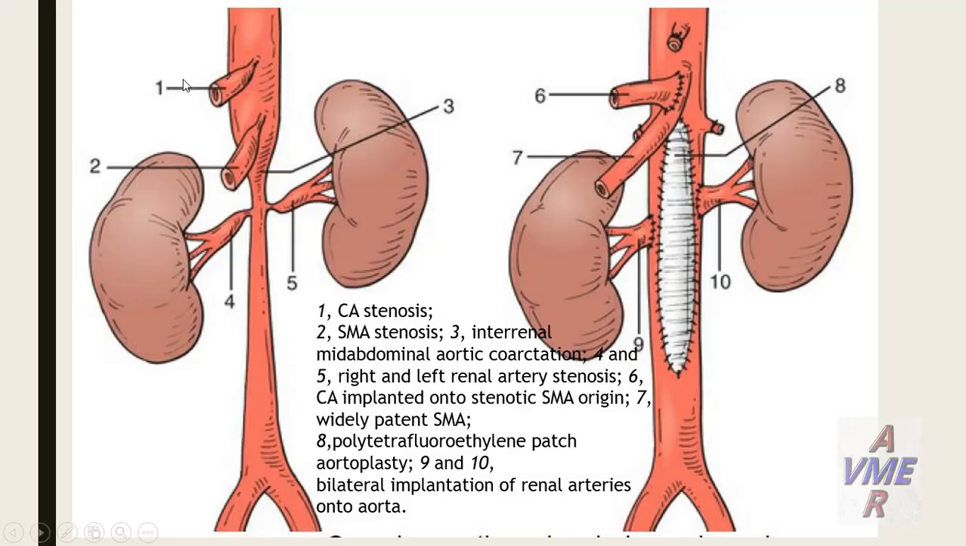Again, number 1 for the celiac trunk stenosis, number 2 for the superior mesenteric artery stenosis. We have intrarenal mid-abdominal aortic coarctation. We have right and left renal artery stenosis. We have number 6, the celiac trunk implanted into the stenotic superior mesenteric artery origin. Number 7, widely patent superior mesenteric artery. Number 8 is the PTFE patch. 9 and 10 for the implantation of both renal arteries.